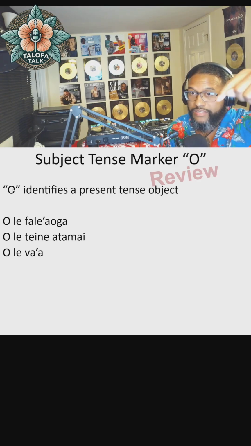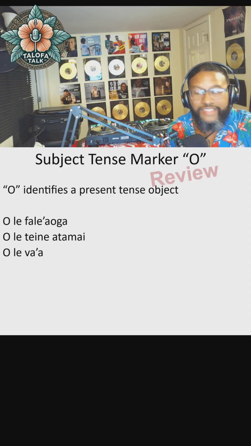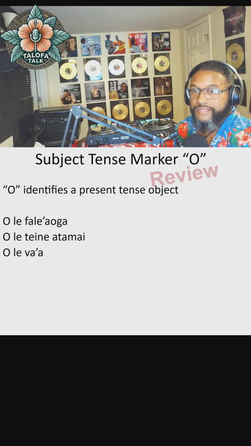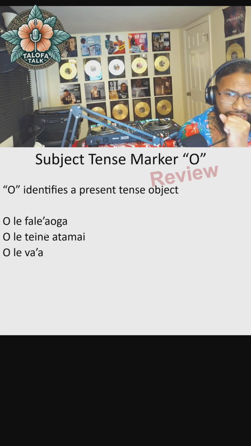What the tense marker is saying is presently, what I'm looking at is a fale aoga. Or, I'm sorry, it is a school. O le fale aoga. It is the school. Same with this. It is the teine atamai, o le teine atamai. It is the smart girl. It is the wise girl. Atamai is smart, wise. Teine is girl. O le teine atamai.